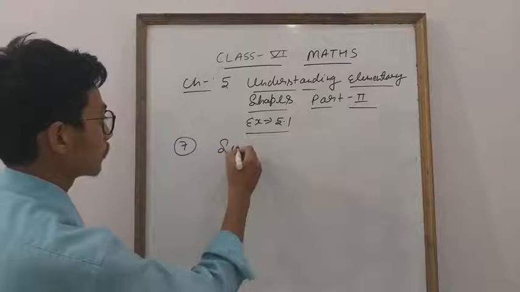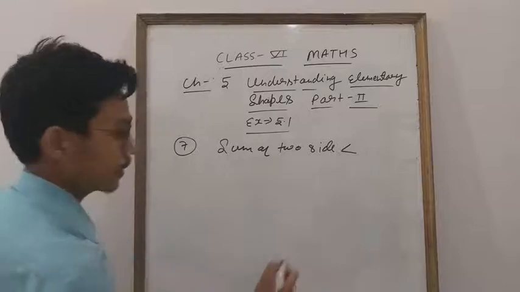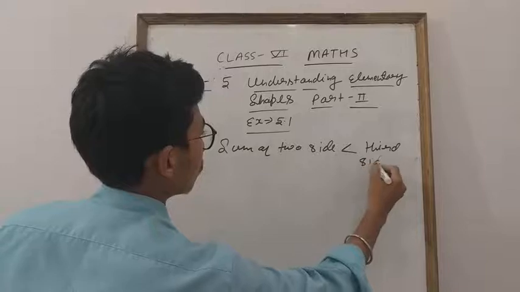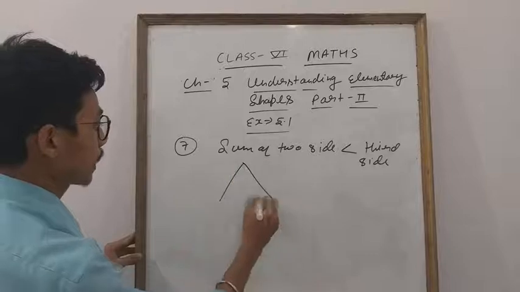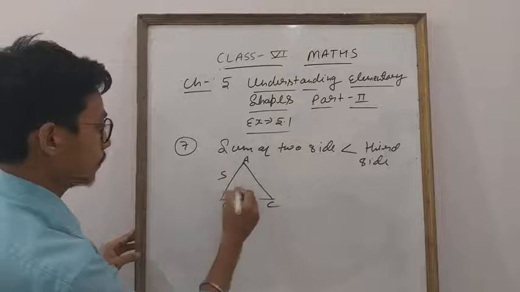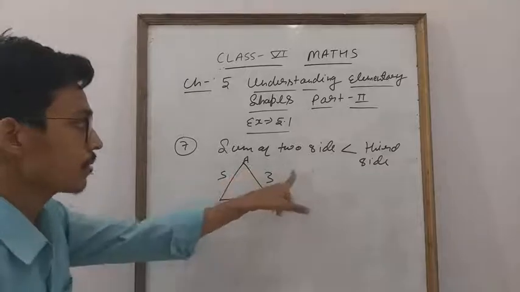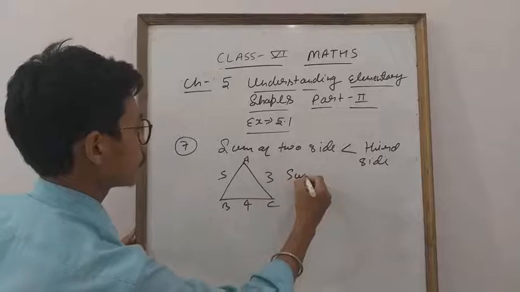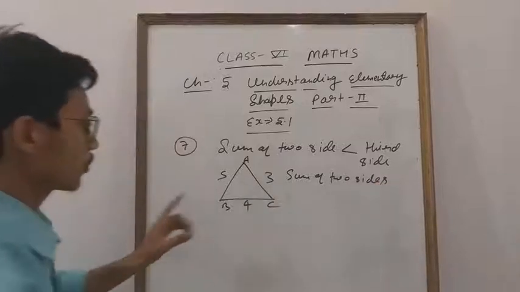What is given? Sum of two sides is less than the third side. Now let us check, students. Let us assume this is our triangle ABC. This is 5, this is 4, this is 3. Let us assume I took a scalene triangle. Now it is given the sum of two sides is less than the third side. So first find out the sum of two sides. Any two sides you can take. So I am taking AB and BC.